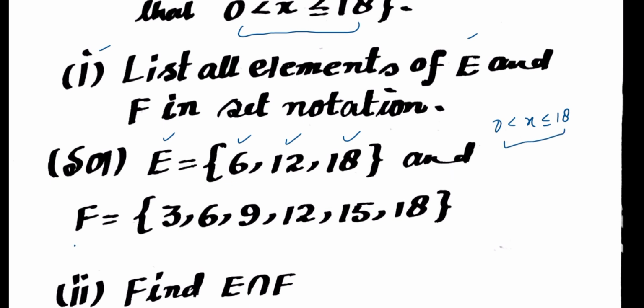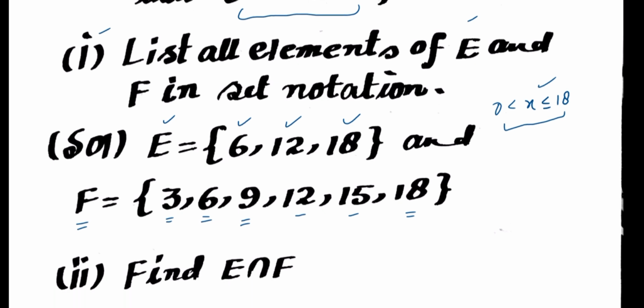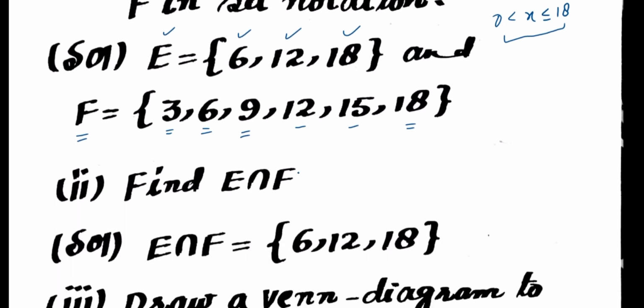Similarly, set F consists of all elements which are multiples of 3 and lie in the same interval. So we just write the multiples of 3. 3 1s are 3, 3 2s are 6, 3 3s are 9, 3 4s are 12, 3 5s are 15, 3 6s are 18. Now from sets E and F, in the second part we need to find the intersection.